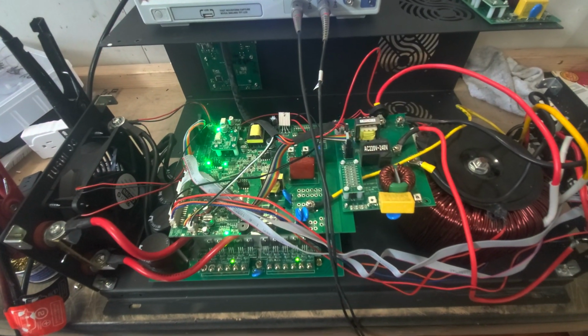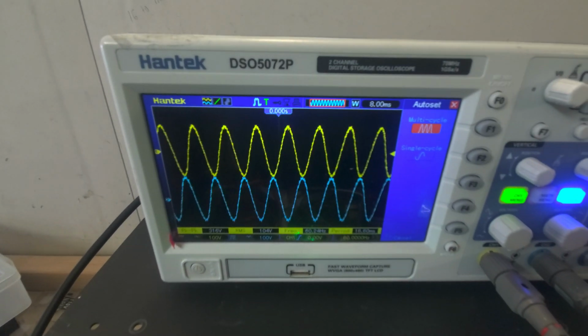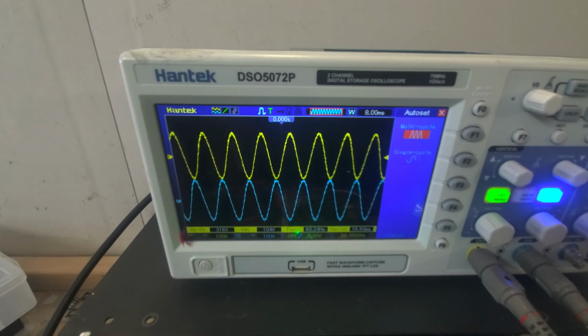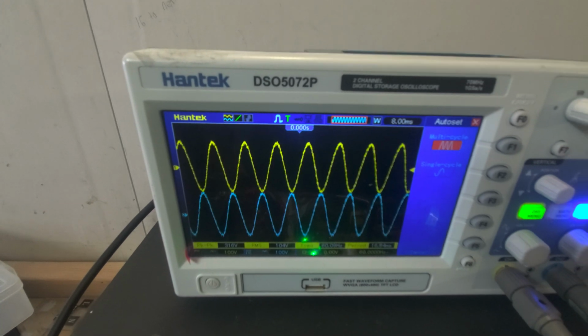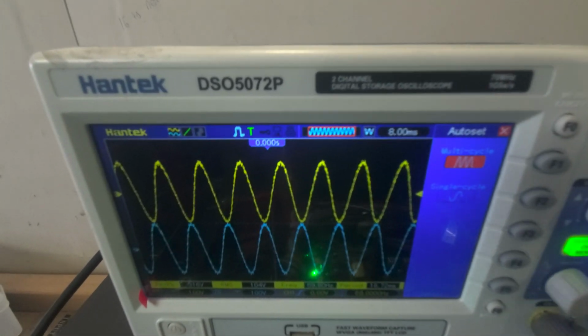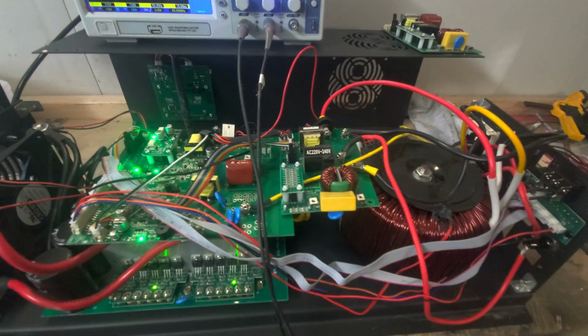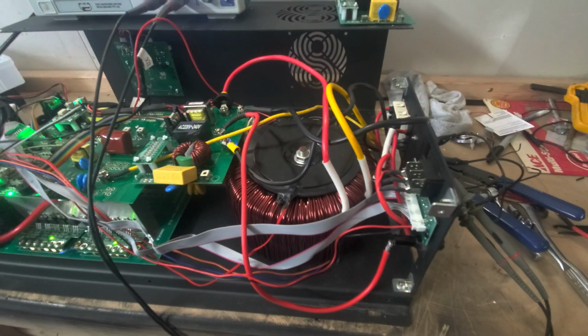And so, yeah, you can see that this inverter is producing a true sine wave, 180 degrees out of phase. That's L1 and L2 there, perfectly 180 degrees out of phase. And it's not doing too bad. So there you have it, successful conversion.